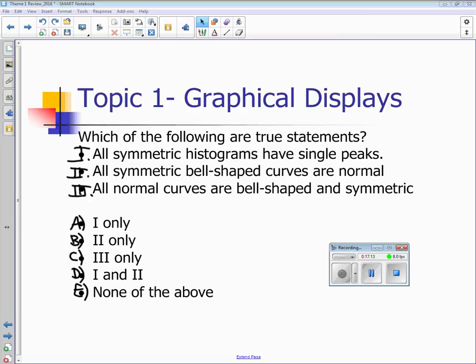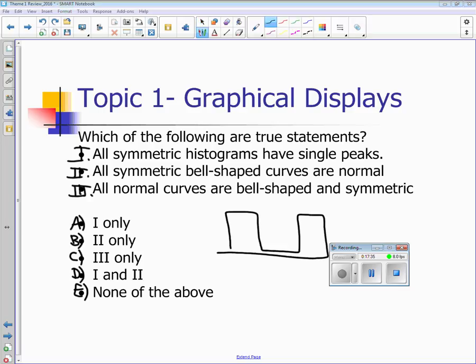The word all is usually a clue that there's an exception to that rule. So all symmetric histograms have single peaks. True? Can you imagine drawing a symmetric histogram that doesn't have a single peak? That one's symmetric, with 2 peaks, bimodal? It's symmetric, but does not have a single peak. So we can cross that one out. Notice, if I can only eliminate this one, I can cross out everything with a 1. Would you agree? I've eliminated 2 answer choices. That means I'm going to answer this question right now.